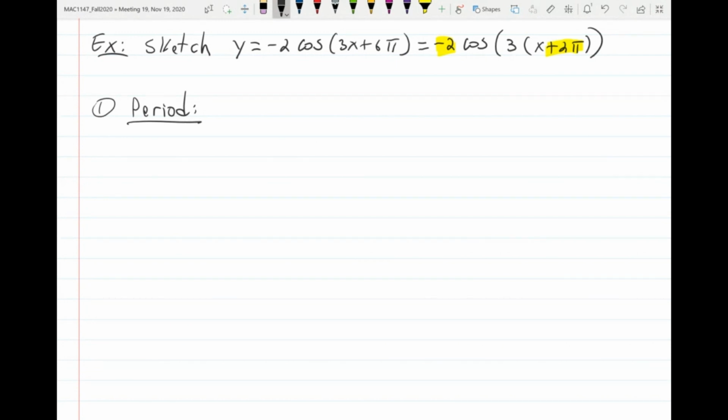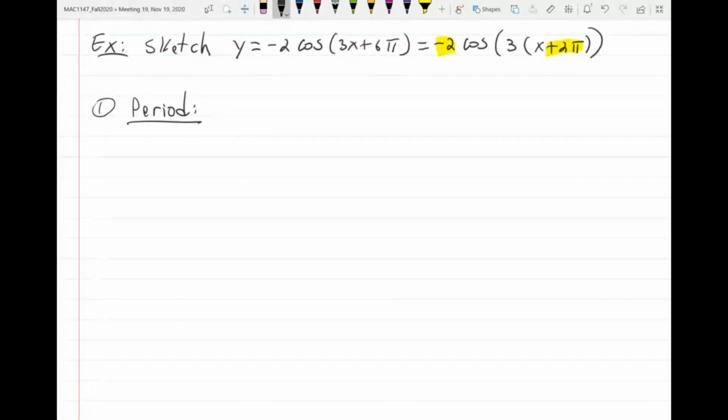Remember, cosine is periodic. Regardless of what's happening inside in the argument, it's going to eventually repeat itself, okay? So we're gonna come up with a formula to figure out the period, okay? But my advice to you is the following: reason through it. And how do we do this?